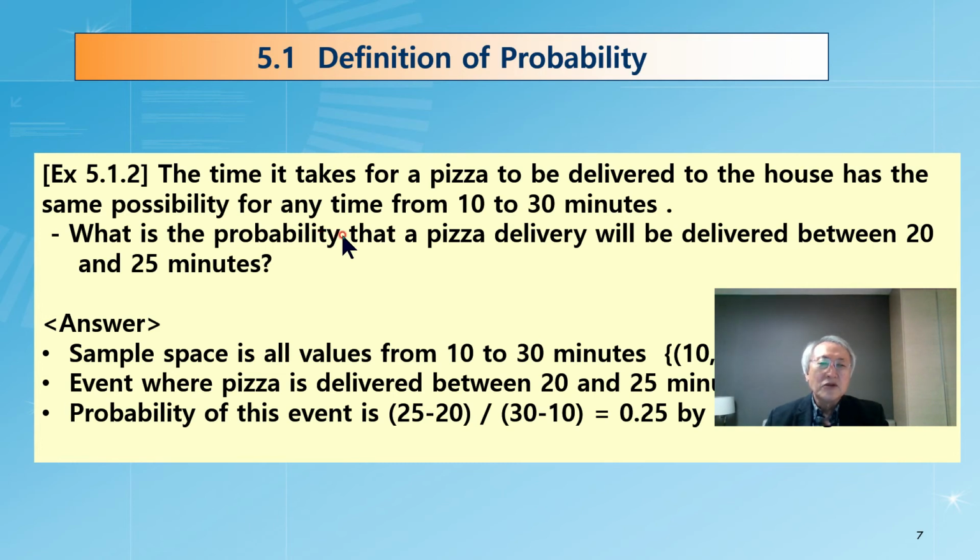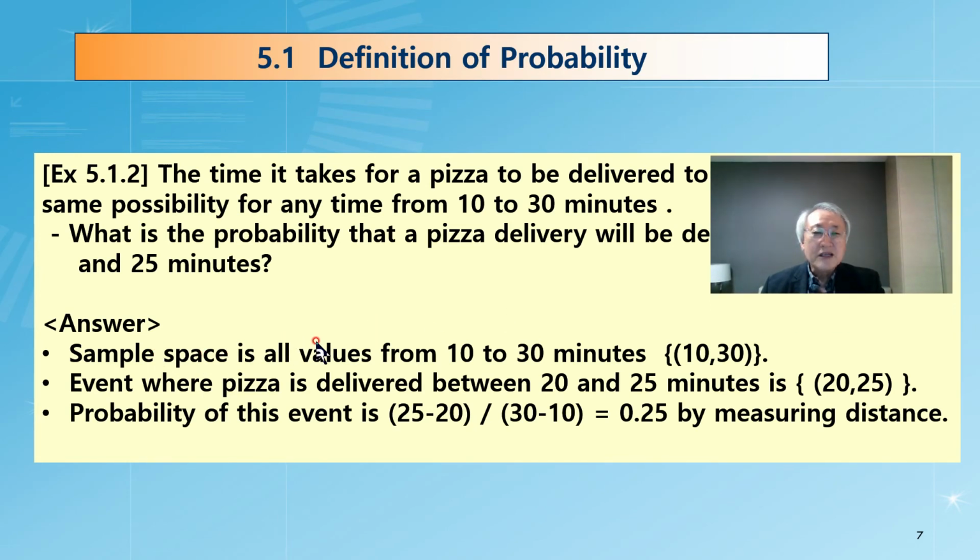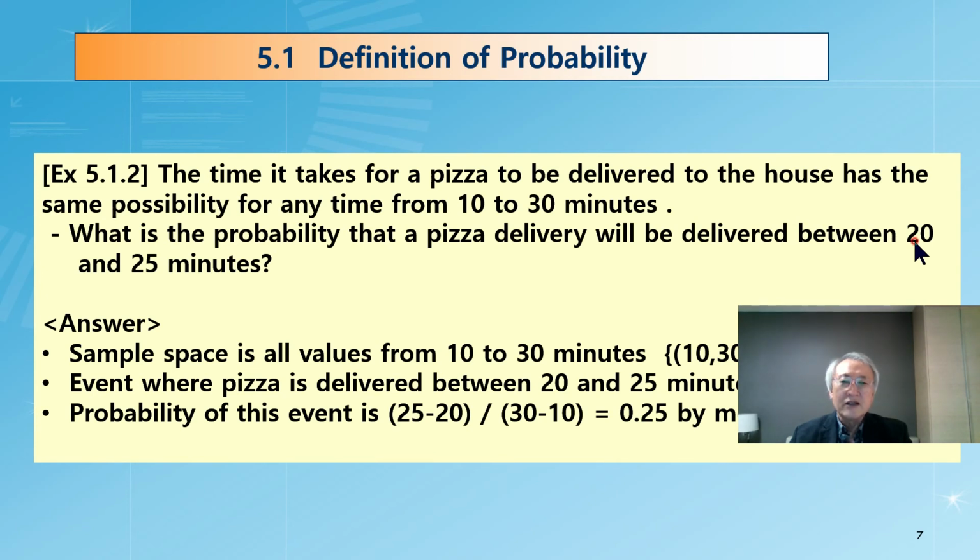How about another example? You order pizza. Suppose you assume the pizza delivery time is between 10 and 30 minutes. What is the probability it is delivered between 20 and 25 minutes? We denote the sample space as a set, some number between 10 and 30. What is the event that the pizza is delivered in these minutes? We just denote it as a set, 20 to 25. Therefore, the probability is just measuring the distance of the sample space and the event. It looks like this: 25 minus 20 over 30 minus 10. This ratio is 1/4, which is the probability of this event, I mean, delivered between 20 and 25 minutes.